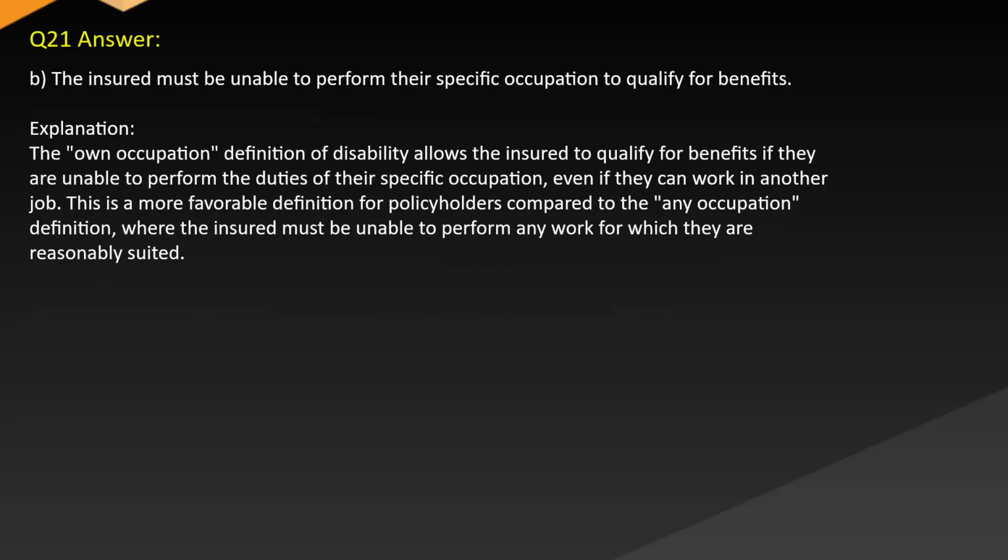Answer B. The insured must be unable to perform their specific occupation to qualify for benefits. Explanation: the own occupation definition of disability allows the insured to qualify for benefits if they are unable to perform the duties of their specific occupation, even if they can work in another job. This is a more favorable definition for policyholders compared to the any occupation definition, where the insured must be unable to perform any work for which they are reasonably suited.